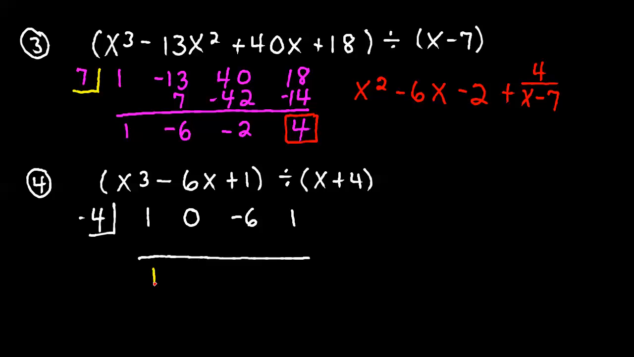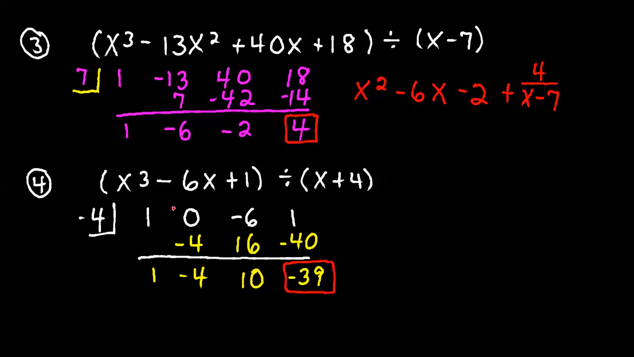I'm going to bring down my 1, then I'm going to multiply -4 times 1 and get -4. I'm going to bring down -4, and then I'm going to go ahead and multiply -4 times -4, which is 16. I'm going to add these two together. I'm going to get 10. I'm going to multiply -4 times 10 and get -40. And I'm going to go ahead and add -40 and 1 and get -39. That's my remainder.